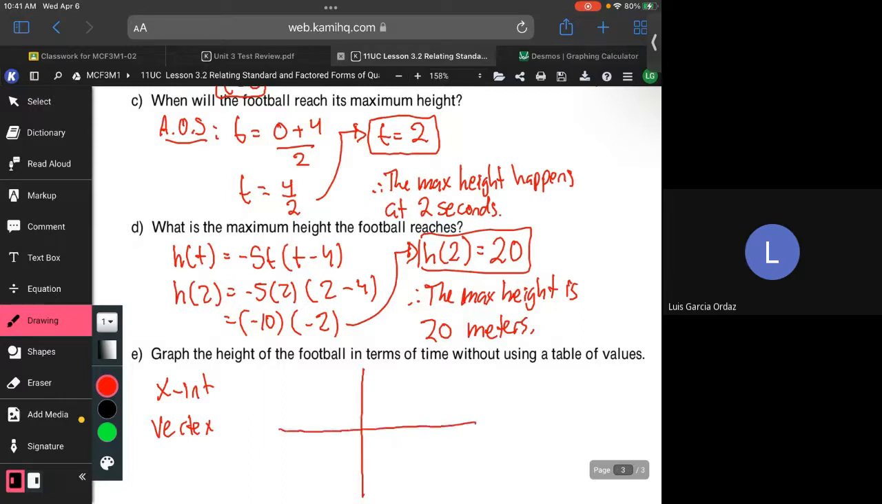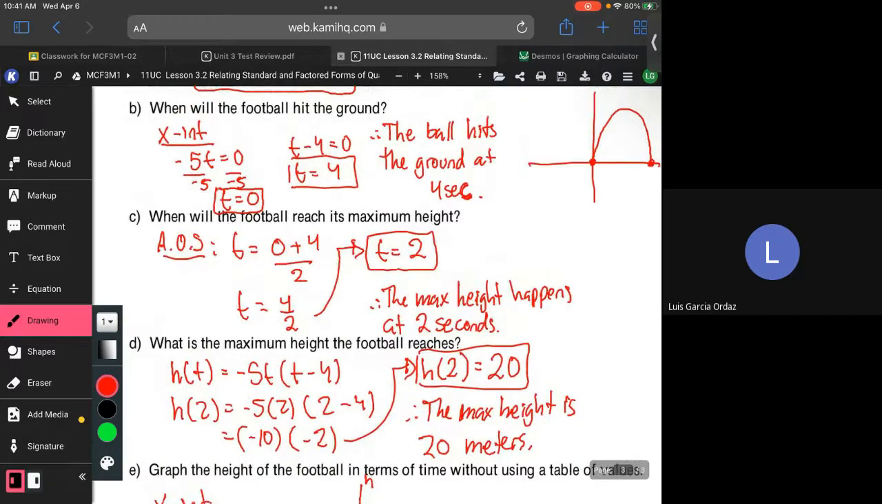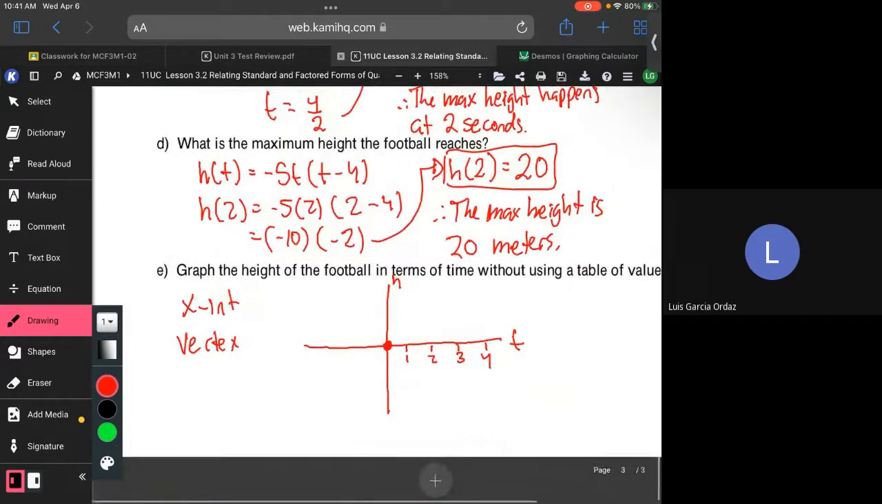So my first x-intercept, or t-intercept, happened at 0, 0. How do we know what the t-intercept is? We got it from here when we factored it, in part B. And my other t-intercept is 4.